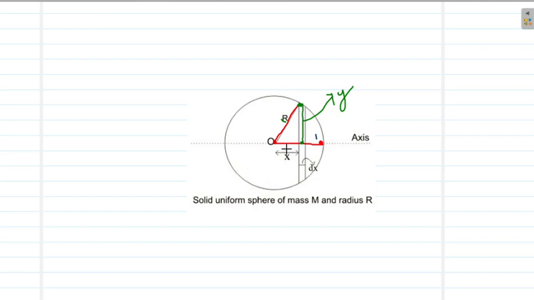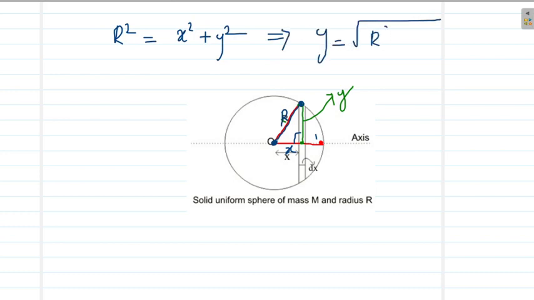Since this disc is at a distance of x from the origin, we can use the Pythagoras theorem to define y. This is a right triangle, and from the Pythagoras theorem, the hypotenuse square, which is the radius of the sphere in this case, R square, is equal to x square plus y square, which implies y is equal to root of R square minus x square. So this is the radius of the disc.